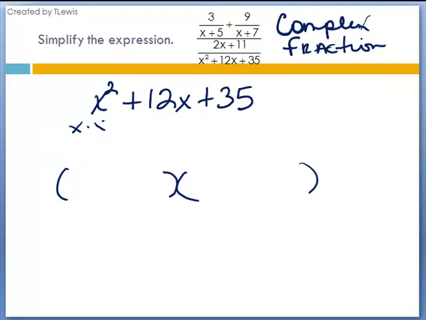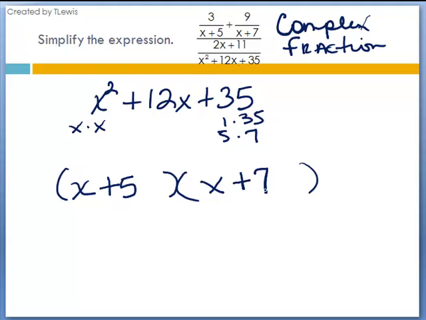Listing factors for x squared, factors of 35, which set of factors will we use? The two numbers that when we add them will give us the 12, the coefficient in the middle of 12x. We're going to use 5 and 7. So our factors will be x plus 5 times x plus 7.